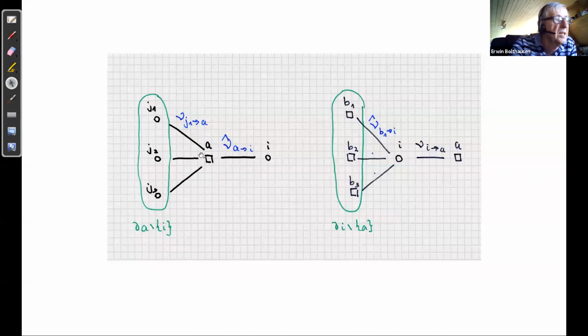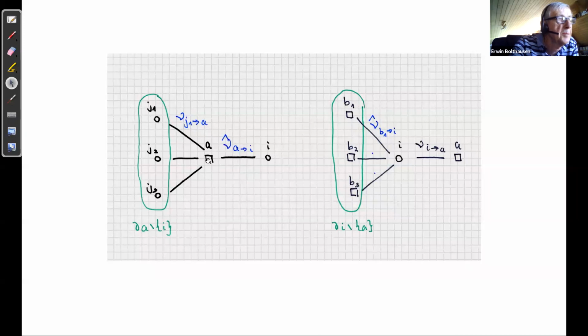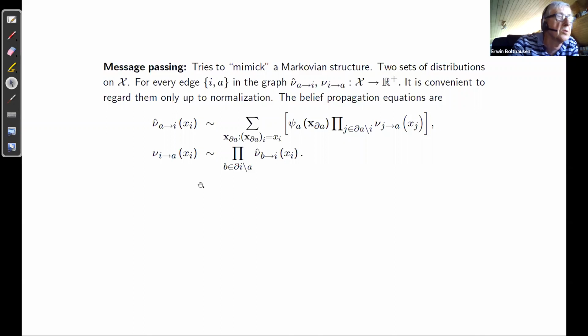Now, if you are looking at the ones from a to i, you look at the boundary of a and at all the variable nodes. In this case there are 4, so 3 besides i. First you take the function psi, which is a function of xi, xj1, xj2, xj3. Then you multiply that with the messages coming into a from the j's, not from i. These are functions on xj. Then you sum over xj1, xj2, xj3, and you get a function of xi. So this is just this formula here, what they're doing.